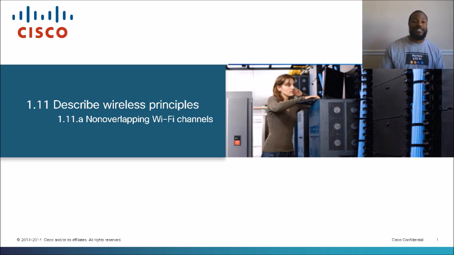Today's topic is non-overlapping Wi-Fi channels. This is a topic in the CCNA exam. The exam code is 200-301. Let's go ahead and take a look at the exam blueprint real quick.